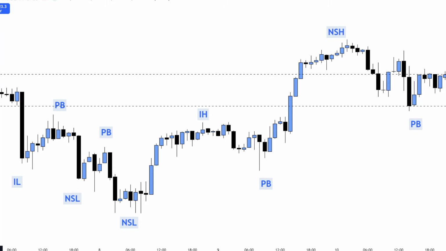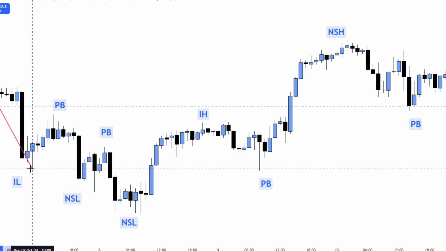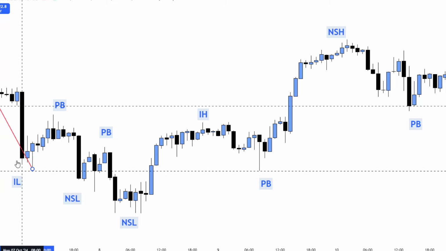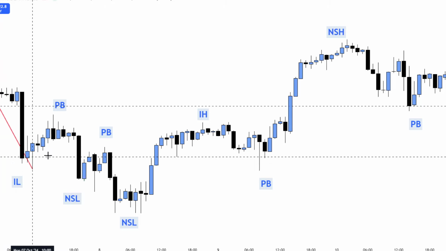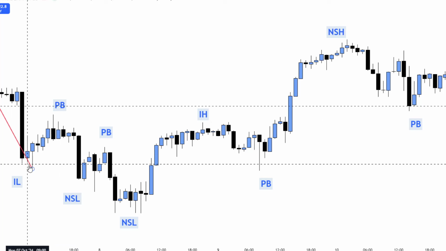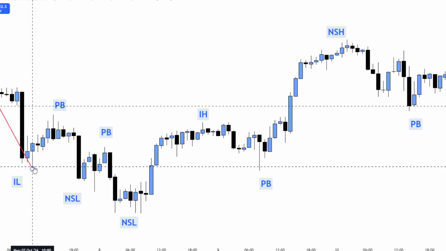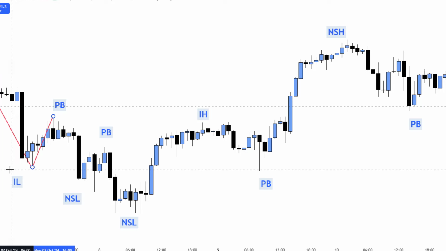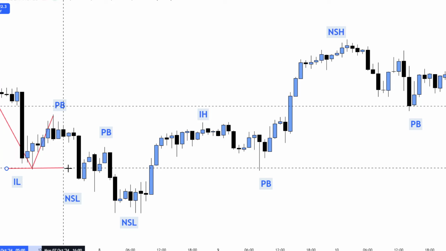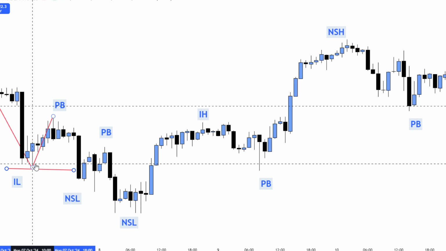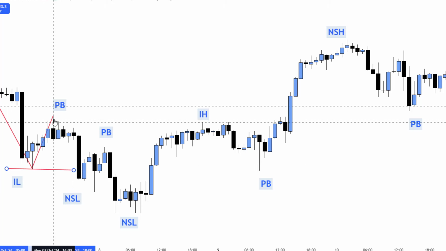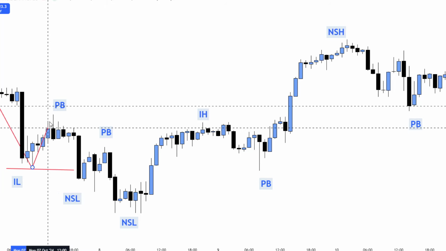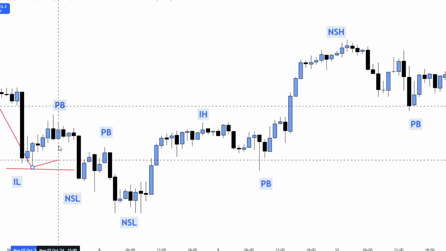So the first thing we're going to look at is this initial move down, and you can see the price moves down and puts this initial low in. We then start to get a pullback here, and we don't know how deep this pullback is going to go until price has closed below this initial low.